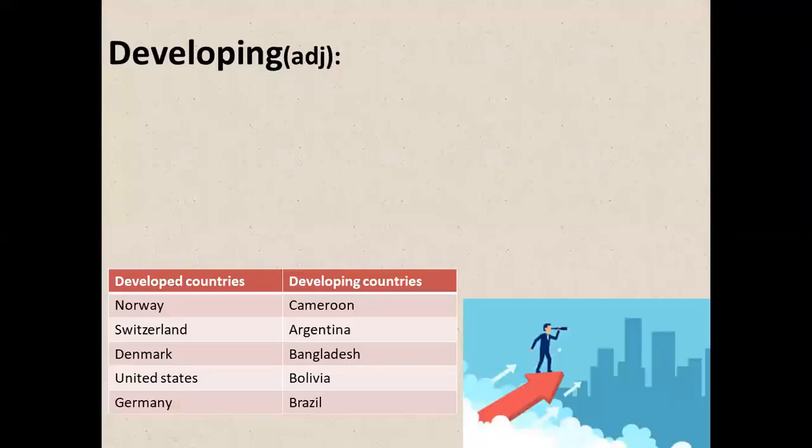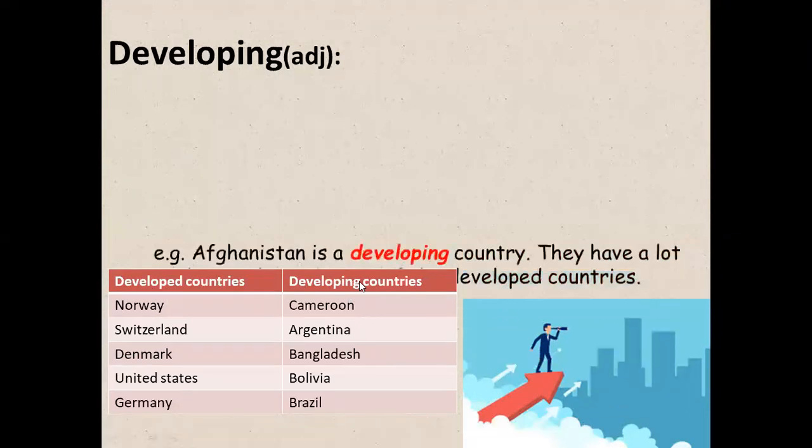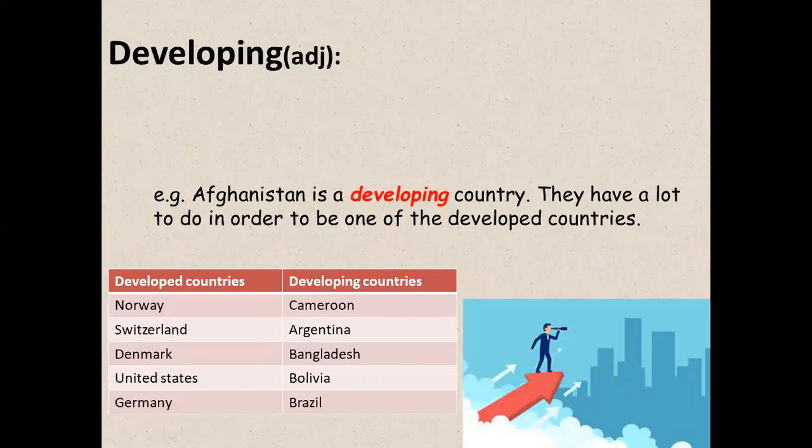Developing. Developing is an adjective. Here is a list of developed countries and developing countries. As an example, Norway is a developed country. Bangladesh is a developing country. Afghanistan is a developing country. They have a lot to do in order to be one of the developed countries. Developing means growing. They are still growing and have a lot of things to do in order to be developed.